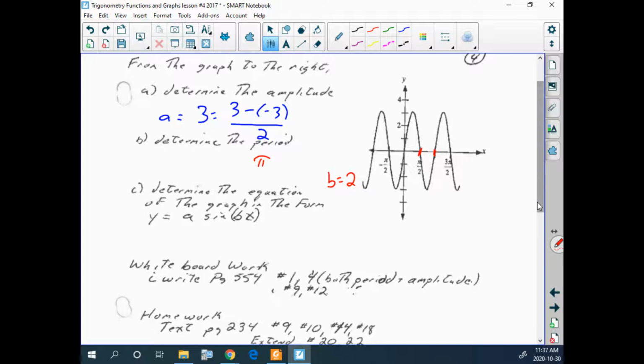Again, we can figure that out by period is equal to 2 pi over b. What does b have to be? So the equation that we have here is y is equal to 3 sine 2x.